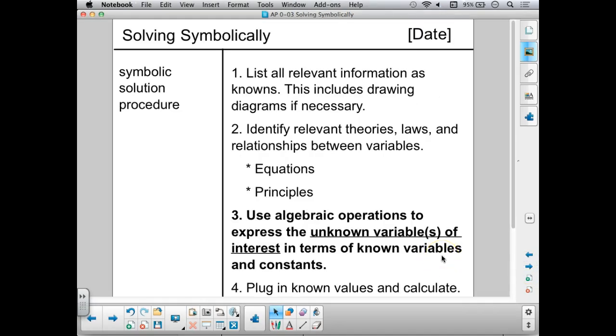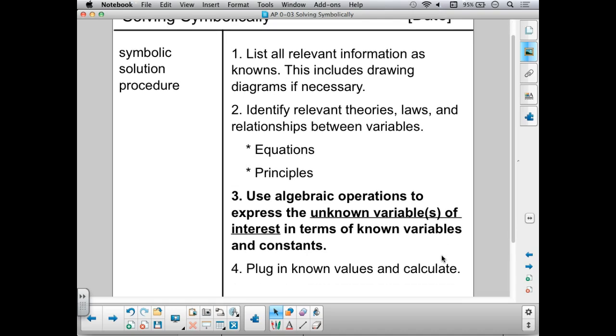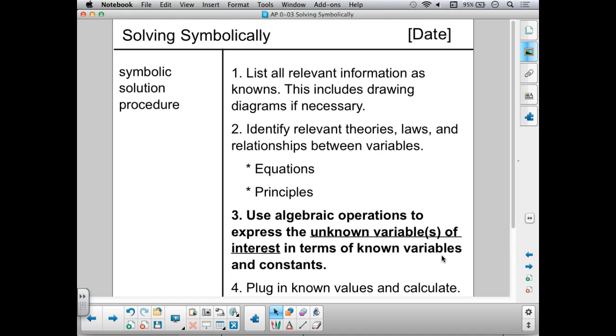So solving symbolically. This is a great procedure for tackling any sort of physics problem. Number one, list all relevant information as knowns. This includes drawing any diagrams if necessary, if you need to do a free body diagram, or maybe just sketch the problem so that you know what's going on. Often a visual can help us understand key insights about the problem that just reading something wouldn't be able to do. Step two, identify relevant theories, laws, and relationships between variables.